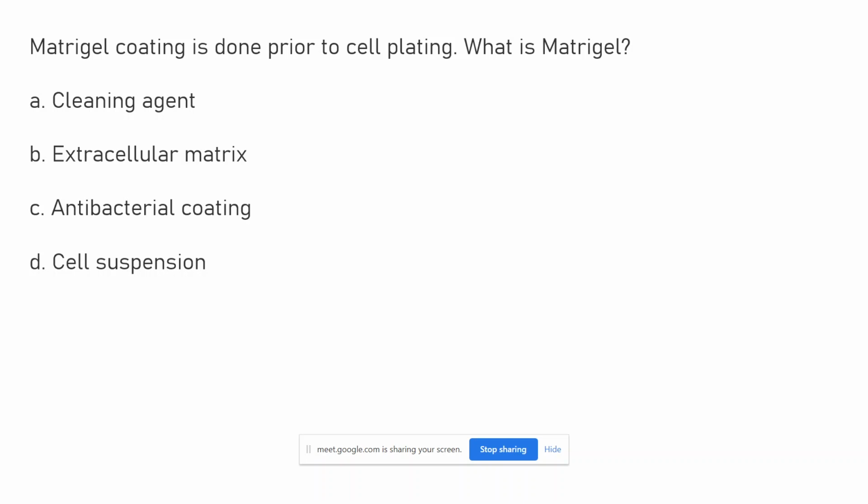So moving on to the next question. The next question is, Matrigel coating is done prior to cell plating. What is Matrigel? Again there are four options. Is Matrigel a cleaning agent? Is it an ECM, an extracellular matrix? An antibacterial coating? Or a cell suspension?